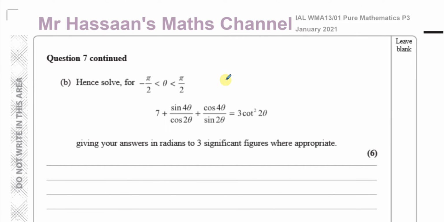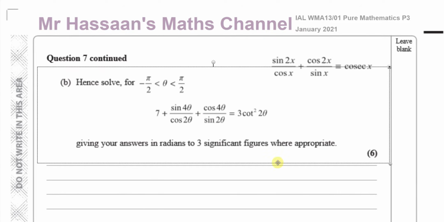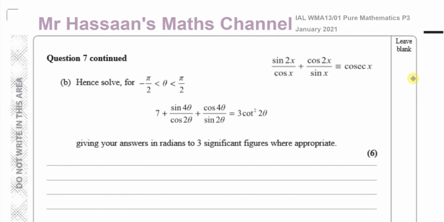Okay, it says hence solve for minus pi to pi, so minus pi over 2 up to pi over 2 for theta, this equation. Okay, because it says hence I need the result from the last page. Let me just get that over here. Okay, I've just put the result up here. That's the result that we got from the last page. Sine 2x over cosine x plus cosine 2x over sine x equals cosec x. So we've got to solve this equation for this range.